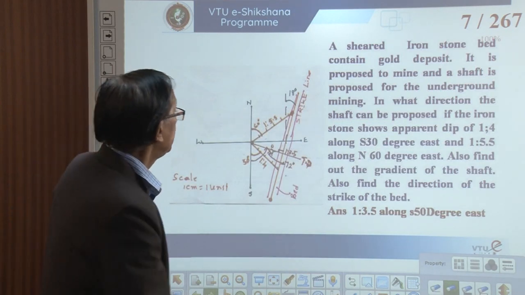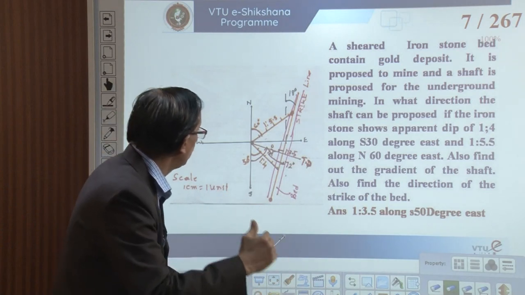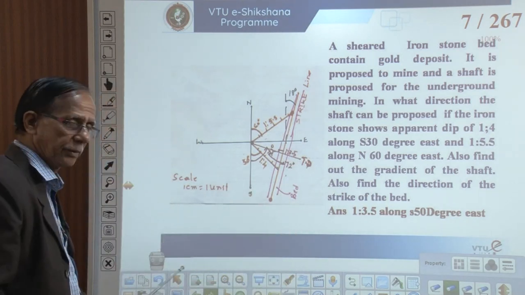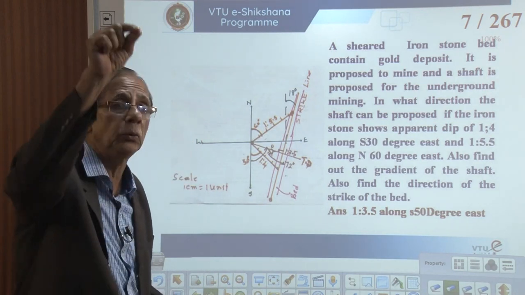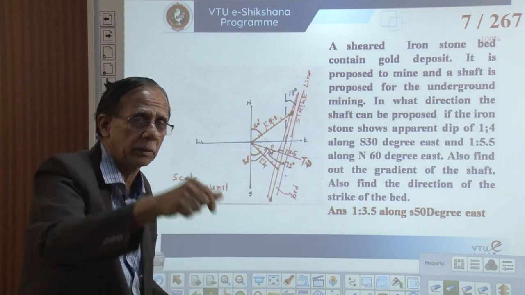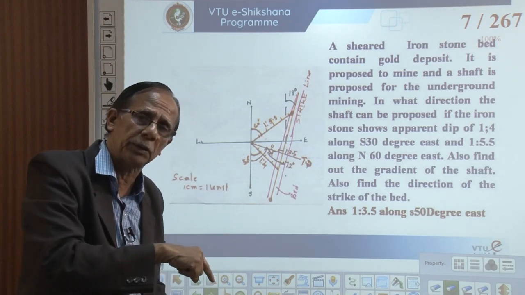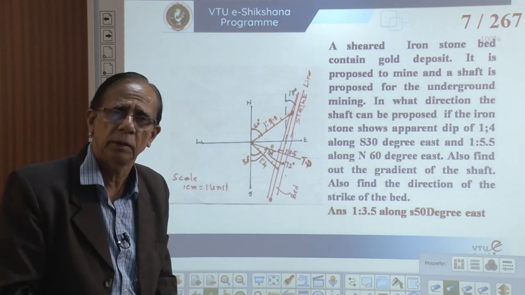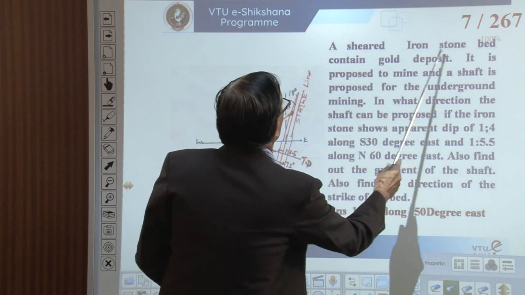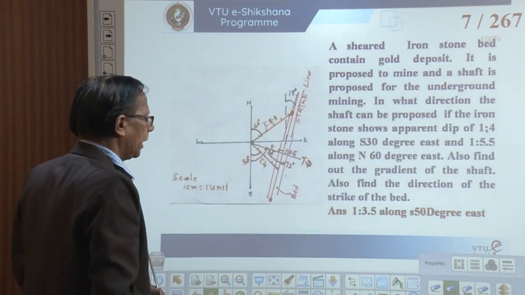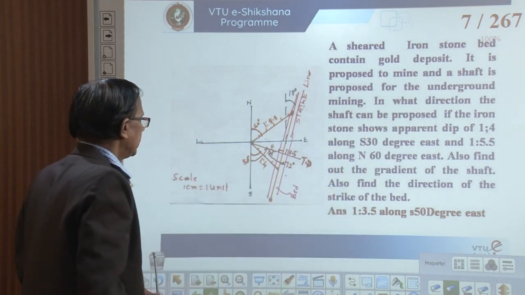That is, if I have one or two or more apparent dips, based on those apparent dips I try to reconstruct the direction of the strike line. And then perpendicular to the direction of the strike line, I get the true dip. This is another simple problem. A sheared ironstone bed, an iron formation as you call it, contains a gold deposit.